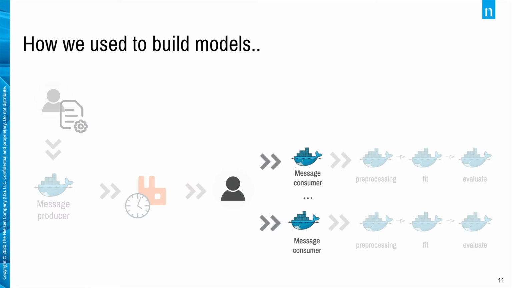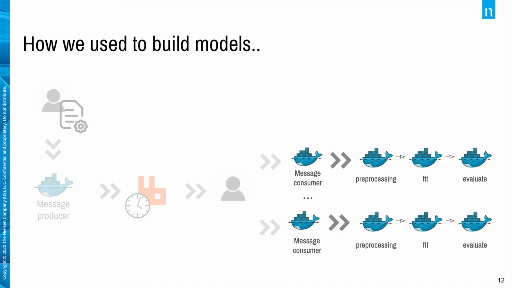In the next stage, the user will launch multiple containerized applications we call message consumers. Each application will read 1 message from the queue and run all the steps indicated in the queue for that model. So each message consumer reads from the queue, builds the model, reads another message, and so forth until the queue is empty. So what are the problems with this pipeline?